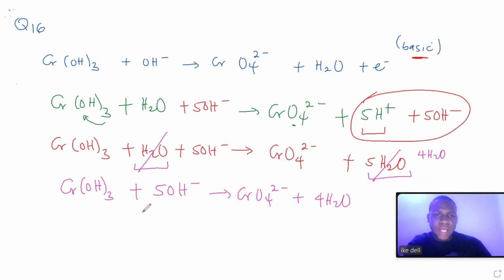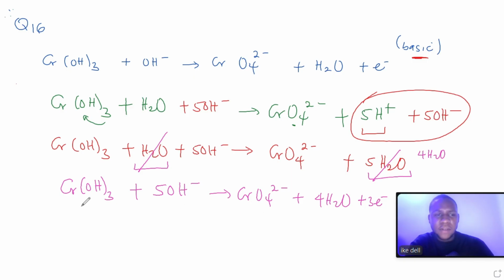So if I'm supposed to balance the charges with electrons, then let's check. I have minus 5 here, and I have minus 2 here. So it means I have to add 3e- on this side so that I'll also have minus 5 on the right hand side. Do you understand what I did here? Let me know if you understand this.